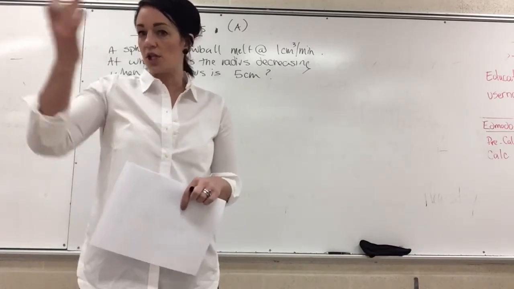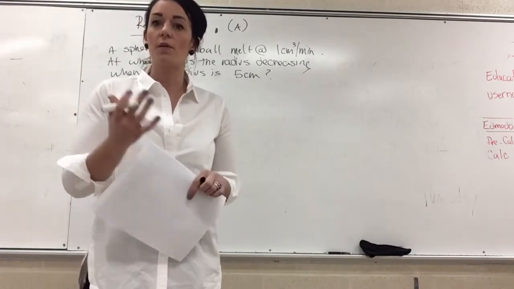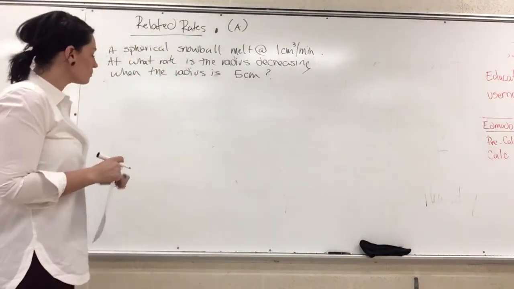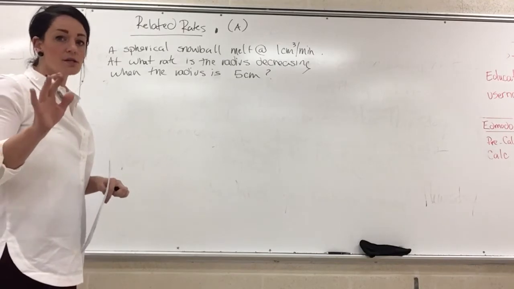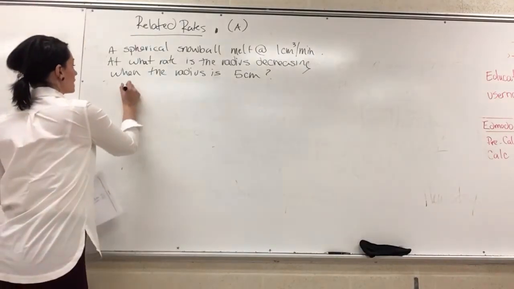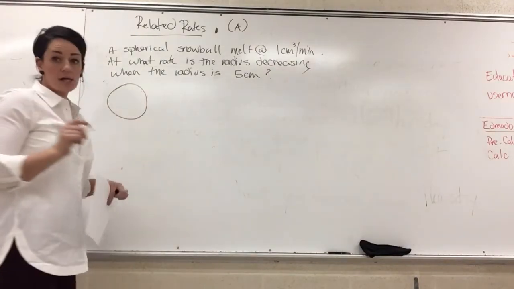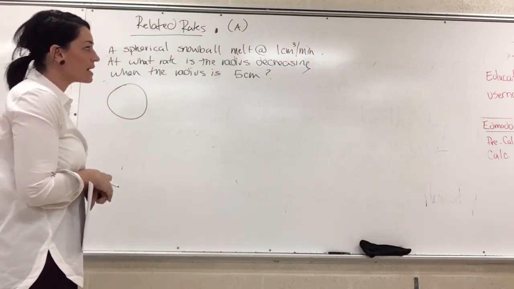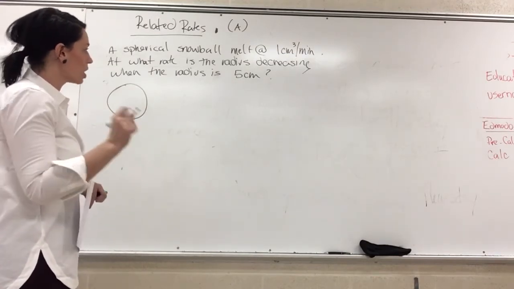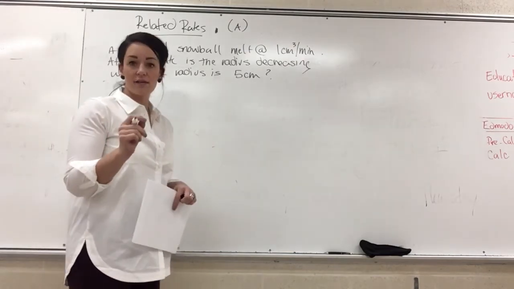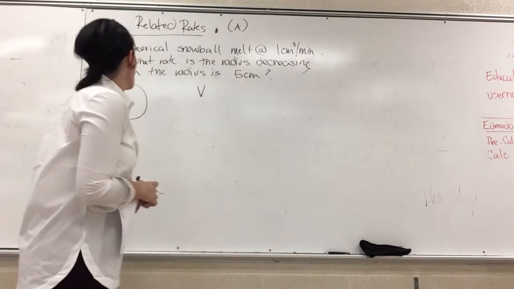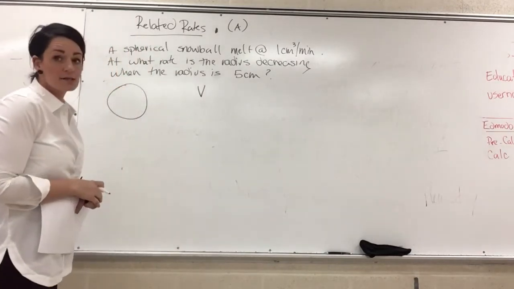dy over dx, the change in y over the change in x. So we're going to use what we know about derivatives, what we know about implicit differentiation. So let's look at this example. A spherical snowball. As soon as you're doing questions like this, I would like to see you draw a diagram to represent every situation. Melt at 1 centimeter cubed per minute. So I know that that's giving me information about volume, okay? So at what rate is the radius decreasing?